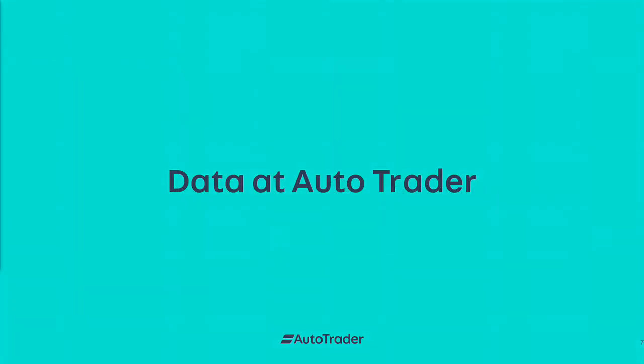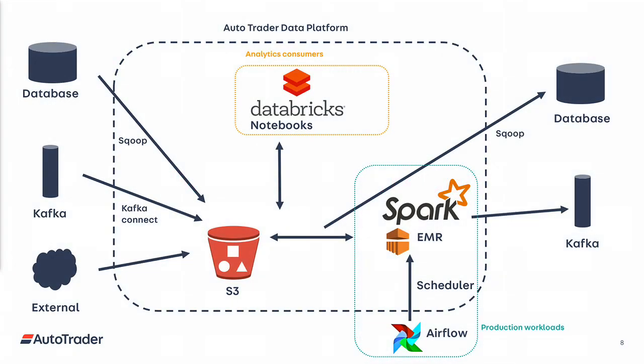Just a quick introduction into how we're using data at AutoTrader. Over the last 2 years or so, we've built up a data platform centered around an S3-backed data lake. Going into that lake, we've got data from various operational databases across the business. That's typically brought in batch using a tool called Sqoop. We've got streaming data on Kafka. We serialize that using Kafka Connect. And then we've got all sorts of other external partners who deposit data into the lake directly themselves.